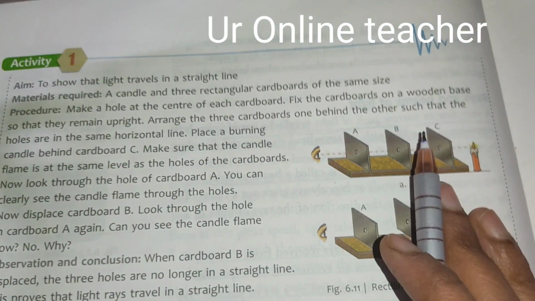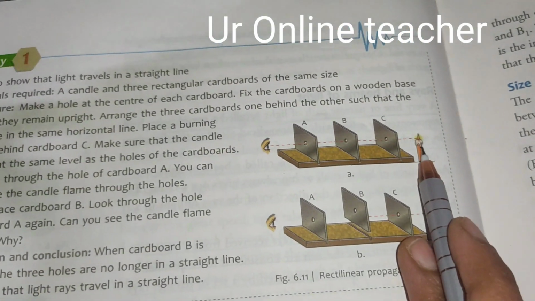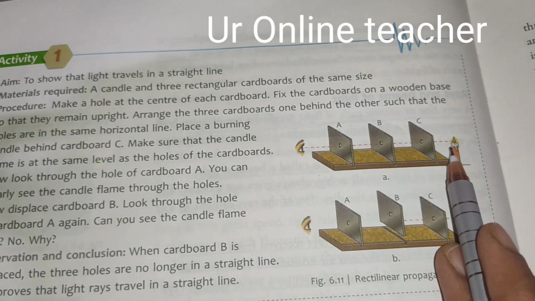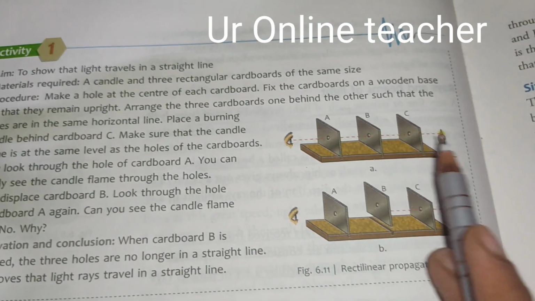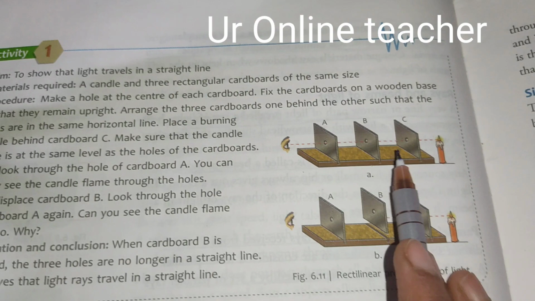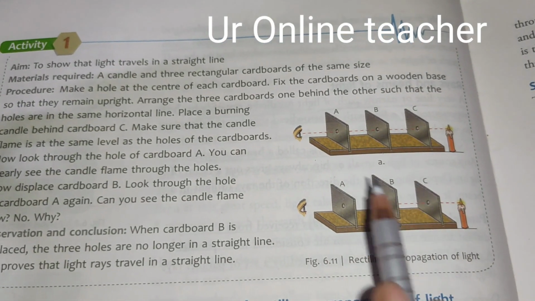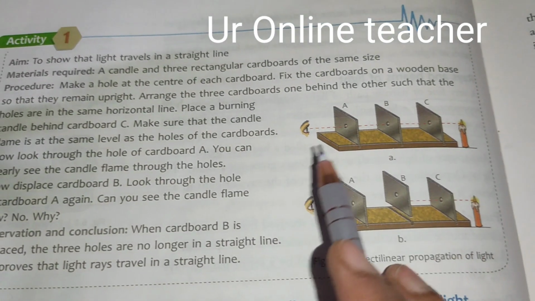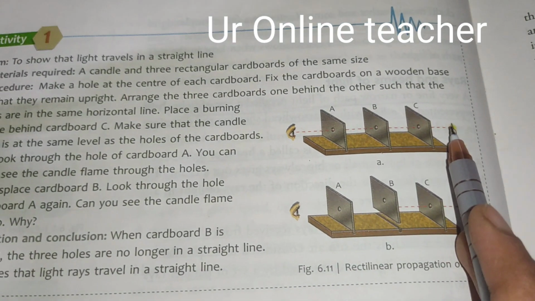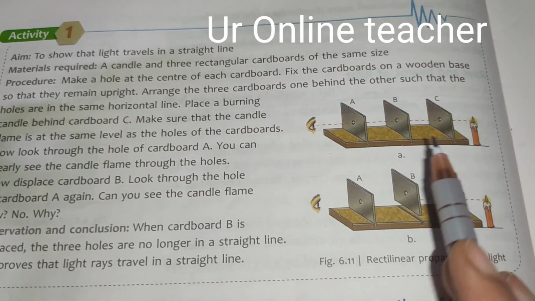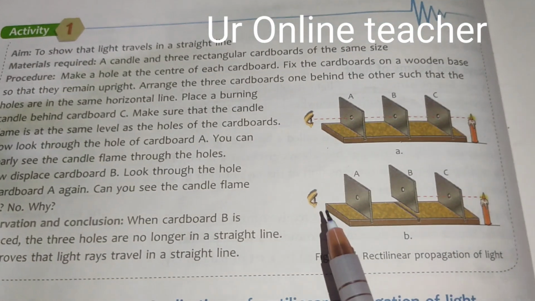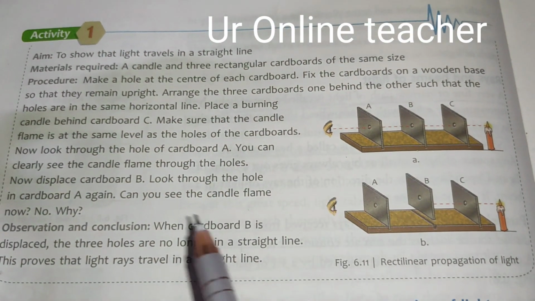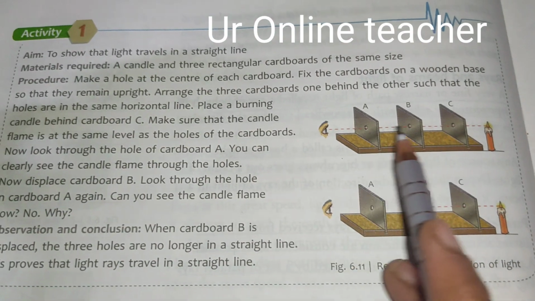What are the materials required? A candle and 3 rectangular cardboards of the same size. We have to make a hole at the center of each cardboard and fix each in a wooden base like this, and it should remain straight. Arrange the 3 cardboards one behind the other so that the holes are in a horizontal line. Light a candle and keep it, making sure the candle is behind cardboard C, and we should observe here. See that they are all at the same level.